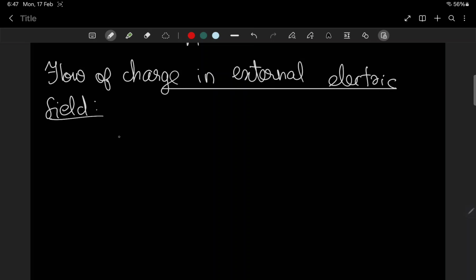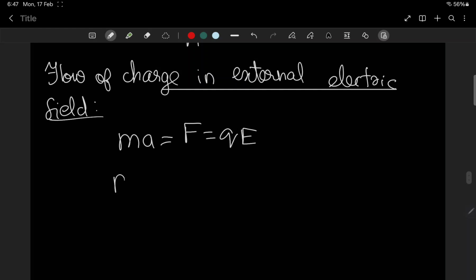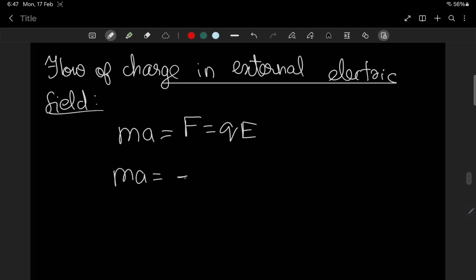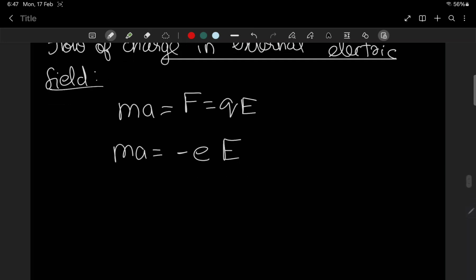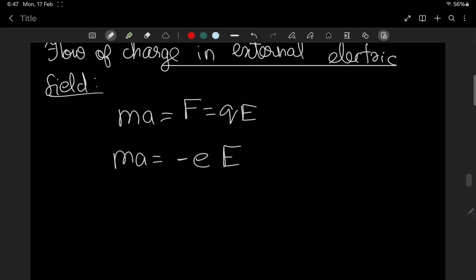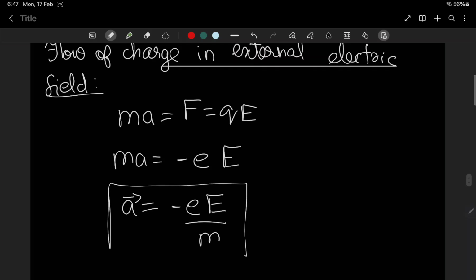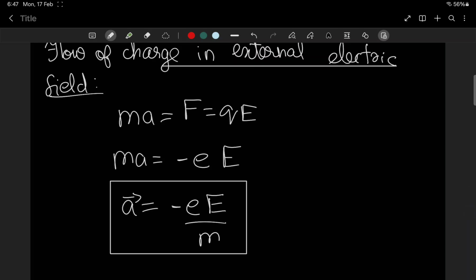Okay, you know that F is equal to QE, and F is equal to MA. Therefore MA is equal to Q times E, where Q inside a conductor is minus e. Therefore A can be written as minus eE by m. So the acceleration of the electron when an external field is applied inside a conductor is given as A equal to minus eE by m.